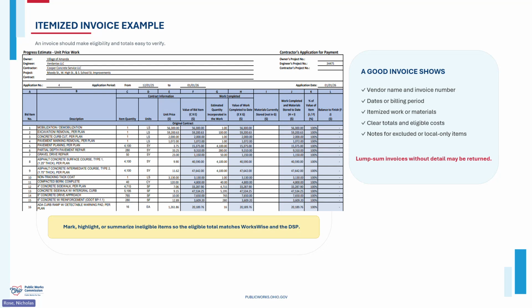If your invoice contains something OPWC is not participating in, don't make the reviewer guess what you're excluding. Highlight it, annotate it, or show the adjustment on a cover sheet so that the eligible amount is obvious and matches WorksWise. OPWC also cannot accept a lump sum invoice with no details since we're unable to verify those costs against the approved project. We need to be able to see the line items and how that final total is reached. The clearer the invoice is about the work and costs, the easier it is for us to confirm eligibility and get everybody paid.